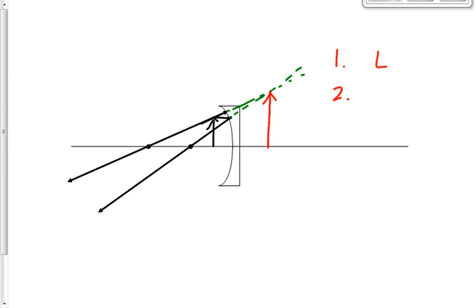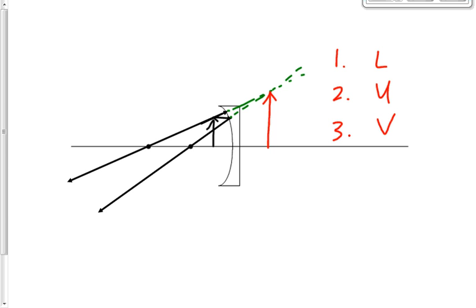Last time the image was inverted. This time it's upright. Upright, right side up, whatever you want to call it. Last time the image was real because it could be projected onto a screen. This time the image is virtual because you can't project it onto a screen.